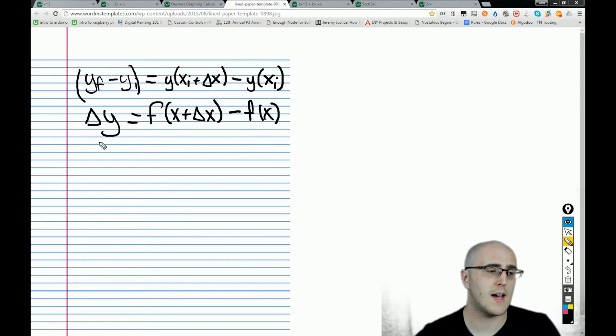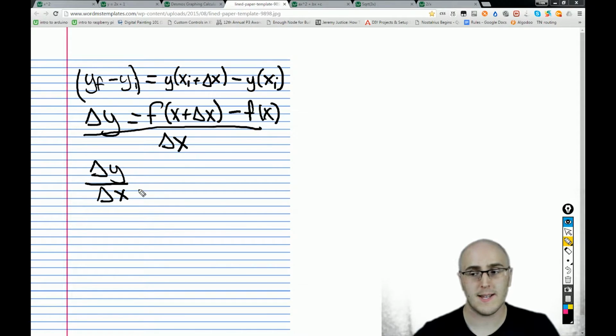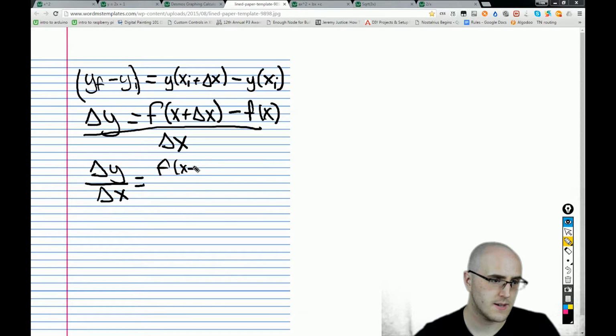I'm going to divide the whole thing by delta x. So on this side we have delta y over delta x. And remember that delta y is the change in y over a certain domain, and delta x is the change in x over that same domain. So they have a relationship with each other. So what we have on the right side here is f of x plus delta x minus f of x, all of that over delta x.